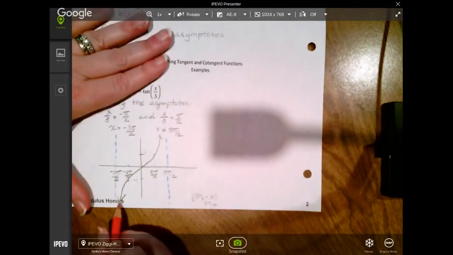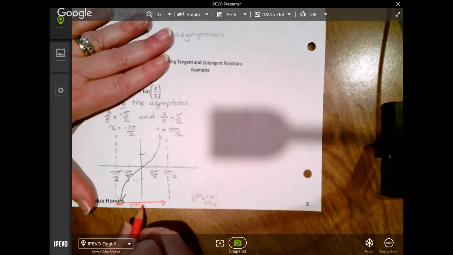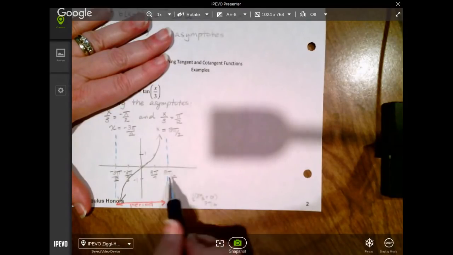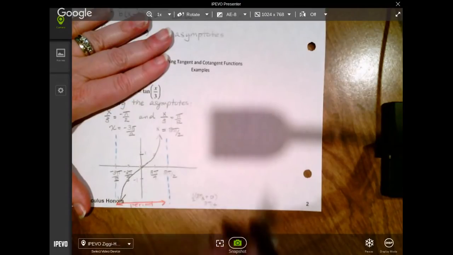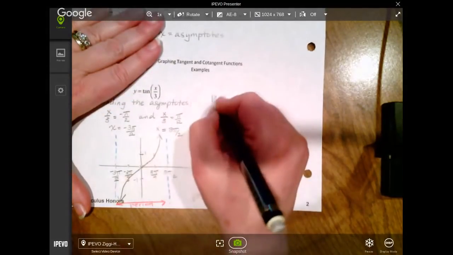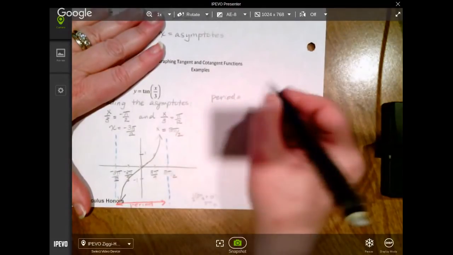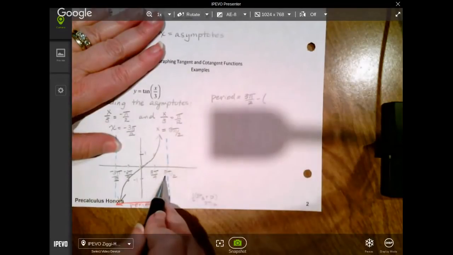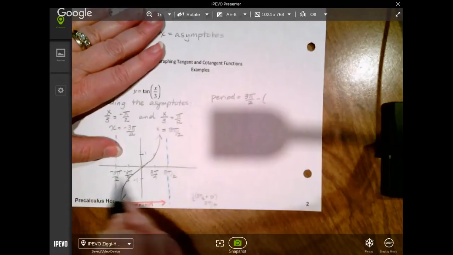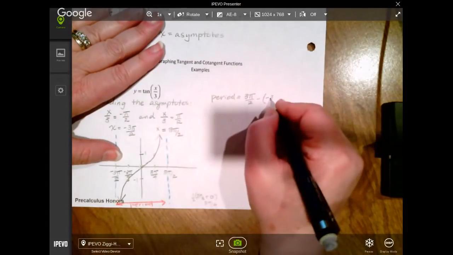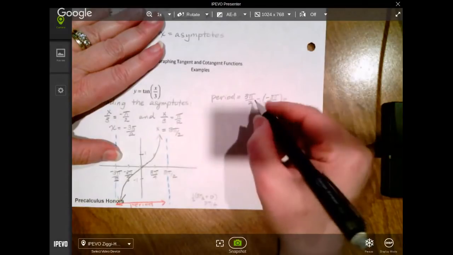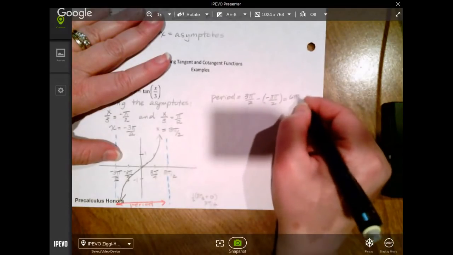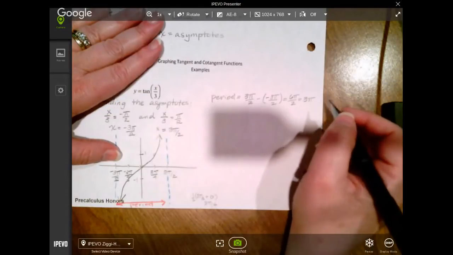There it is, and that's one period of it. The period, like I said, is going to be the distance between the asymptotes here. Now how do we figure that out? Well, it's going to be 3 pi over 2 minus negative 3 pi over 2. So you take the end point here, the asymptote 3 pi over 2, and subtract the previous one. And we get 3 pi over 2 minus negative 3 pi over 2, which gives us 6 pi over 2, which is equal to 3 pi. So the period is 3 pi.